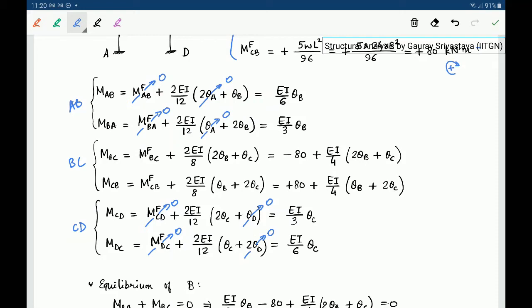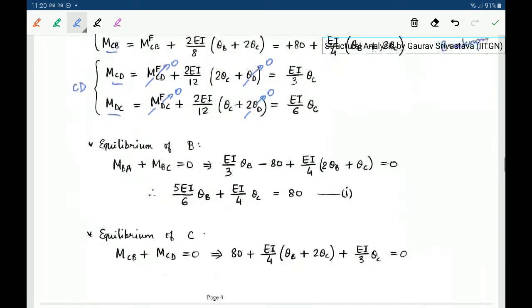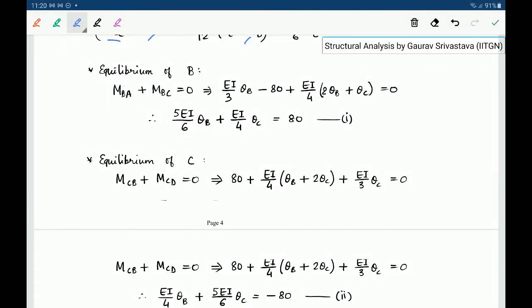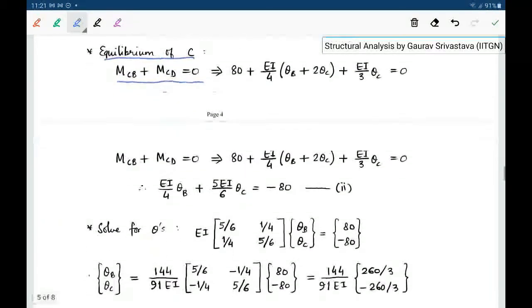So overall we get here 6 equations, right? And the number of unknowns is 1, 2, 3, 4, 5, 6. So 6 moments are the unknowns, and then we have theta B and theta C as 2 additional unknowns. So we have 8 unknowns, right? So we need 2 additional equations, and these 2 additional equations will come from equilibrium of joint B and equilibrium of joint C, right? So for joint B we say MBA plus MBC equal to 0, and for joint C we say MCB plus MCD equal to 0.